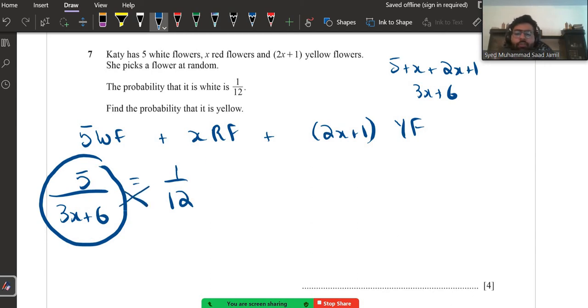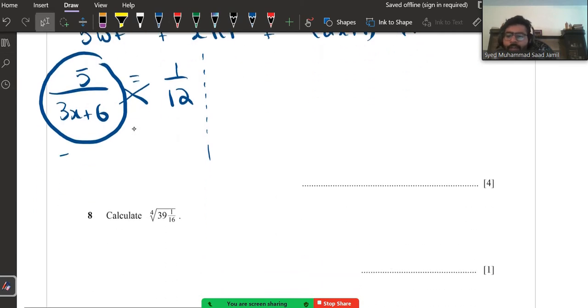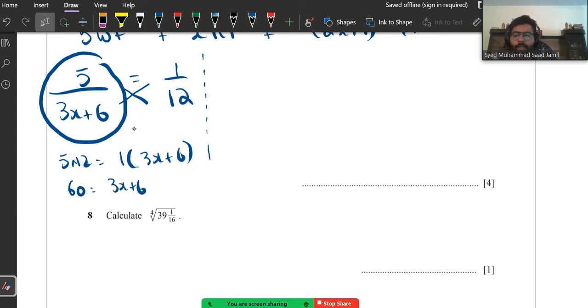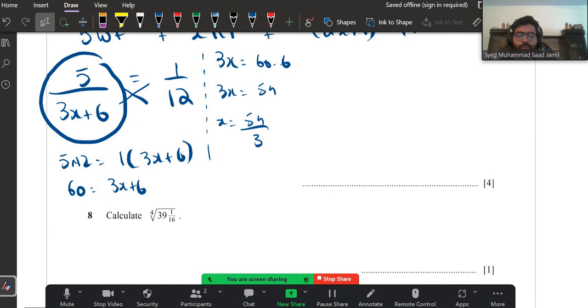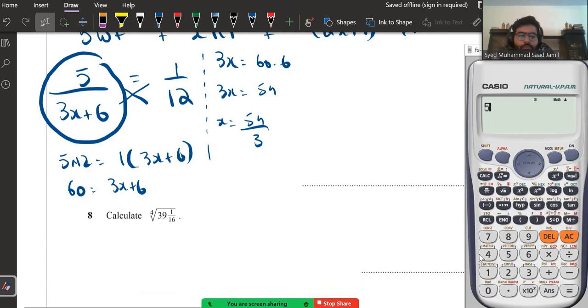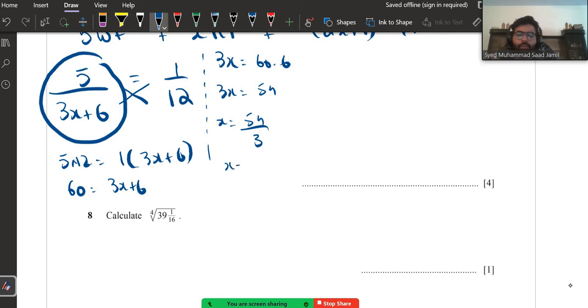Now what we will do, we will cross multiply this whole thing. So this is 5 multiplied by 12 is equal to 1 multiplied by 3x plus 6. 5 12s is 60, equal to 3x plus 6. 3x is equal to 60 minus 6. 3x is equal to 54. x is equal to 54 divided by 3. 54 divided by 3 is basically 18. So x is 18.